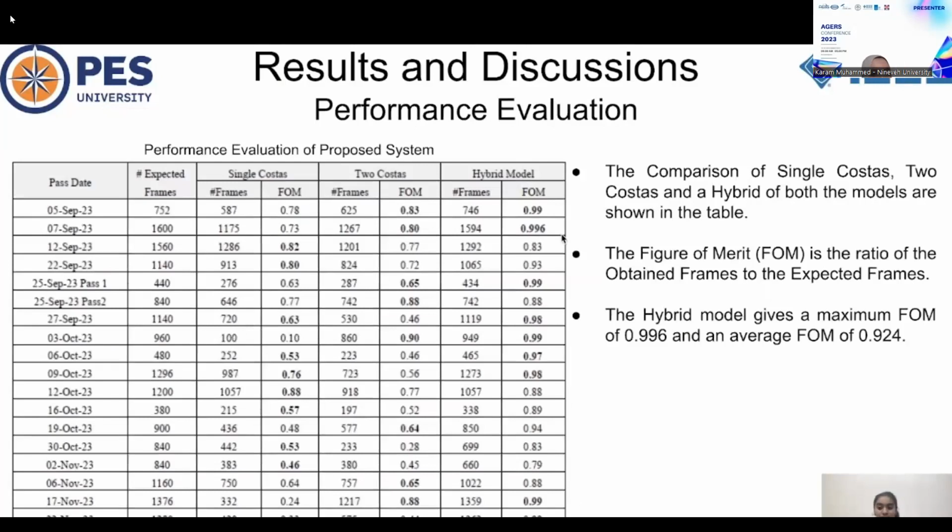This is the performance evaluation table of the proposed model. The comparison of the single Costas, two Costas and hybrid of both the models is shown in the table. The figure of merit is the ratio of the obtained frames to the expected frames. So the table contains the past dates of the satellite, expected frames and obtained frames, and the figure of merit of single Costas, two Costas and hybrid model. The hybrid model gives a maximum FOM of 0.996 and an average FOM of 0.924.